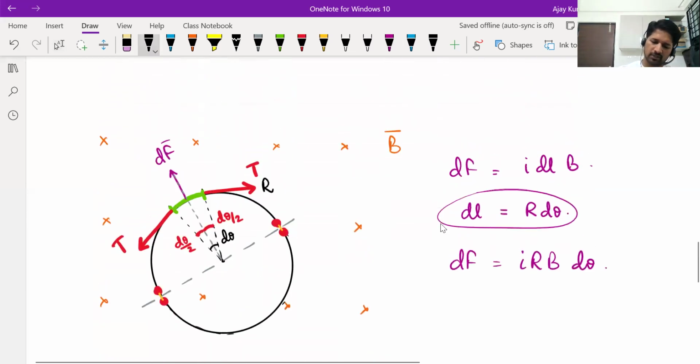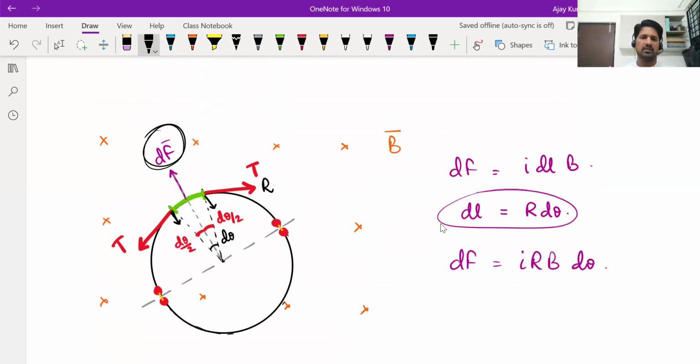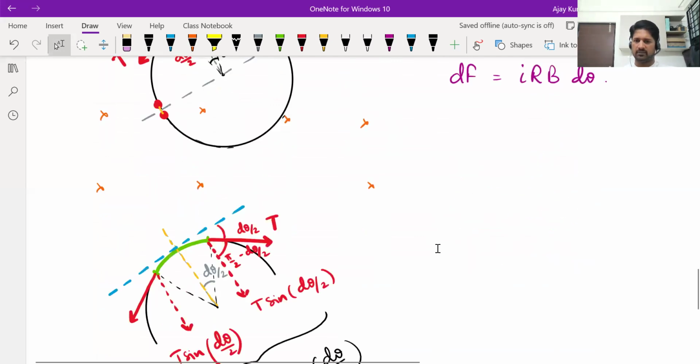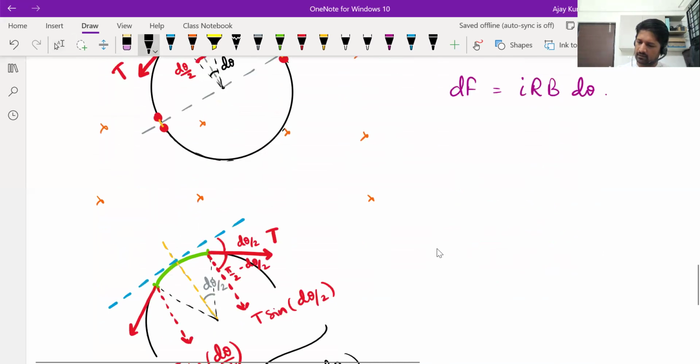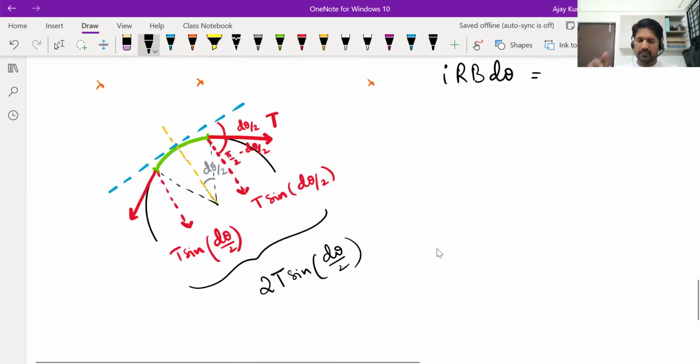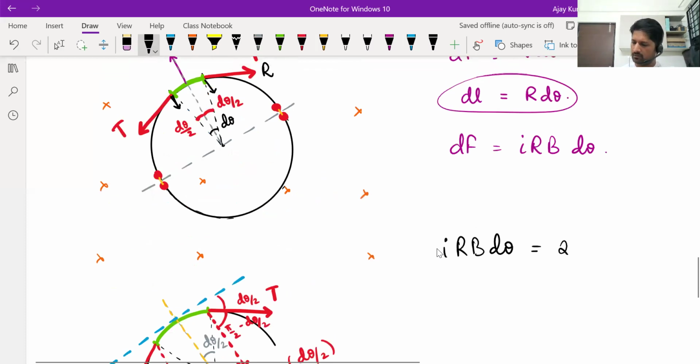What is pulling the element outwards? dF. Okay, so tension components are pulling it in like this. dF is pulling it out as shown. That dF is balanced by these two tension components. So on a single element also you can write the balancing equation. Let us write the equation now. We know dF is I R B d theta. That's the magnetic force pulling the element outwards. It is balanced by these two tension components acting inwards. Okay, 2T sine of d theta by 2.